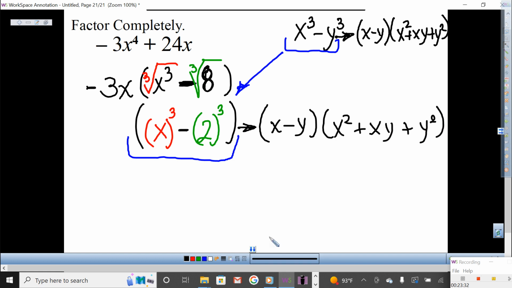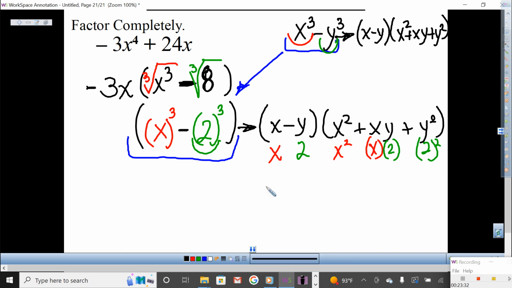Before you copy though, look up. Here we still have an x, so I'm going to use x. Here we have a y, what do we have here instead of y? 2, so I'm going to substitute the 2 all the way through. For x, it's still x, and for y, I'm going to use the number 2.